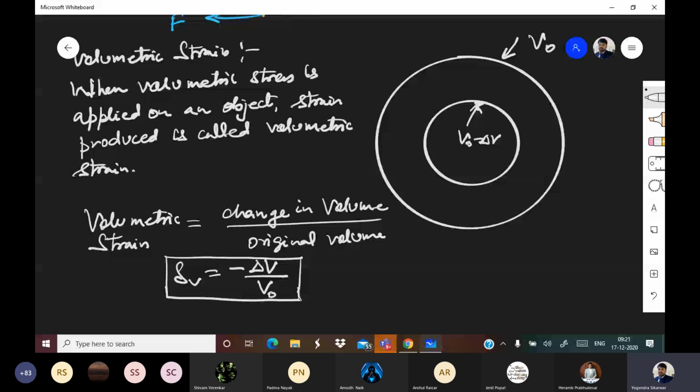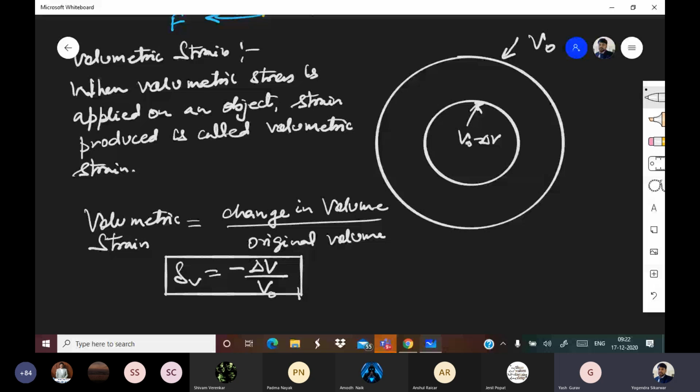Any doubt, any question so far? Anyone? Sir, how will it be negative delta V? Because Chotu, final volume is lesser. So final minus initial becomes negative. Okay, sir. Good.